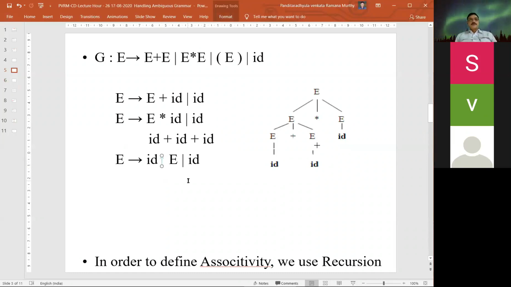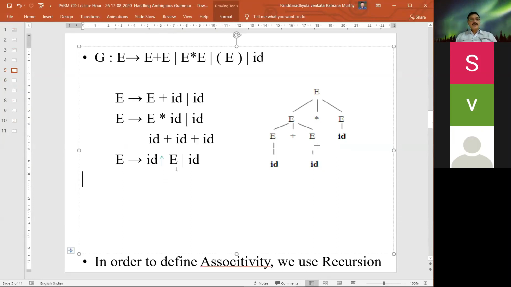The only thing is, if you are using the power symbol, then we need to go for right associativity. If you want to use right associativity, in what way do we need to redraw this particular grammar? We need to allow this expansion of E to be on the right hand side. If you are writing any grammar, ID power E and ID, what is it indicating? We are expanding the rightmost E.